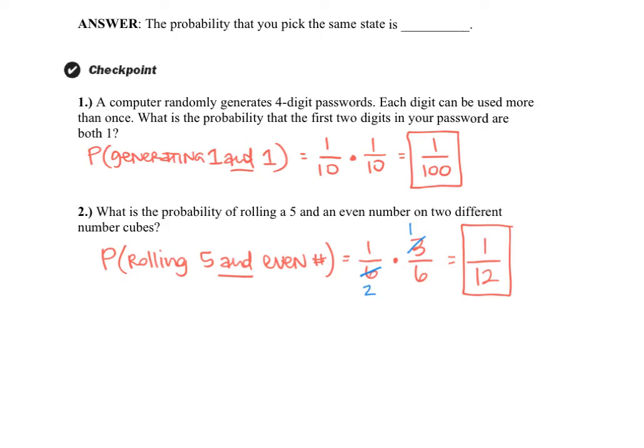So 3 goes into 3 once and into 6 twice. And so then when I multiply across the top, I have 1 times 1, which is 1, and 2 times 6, which is 12. So the correct answer would be 1 over 12.